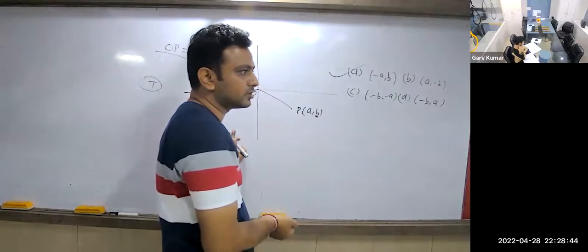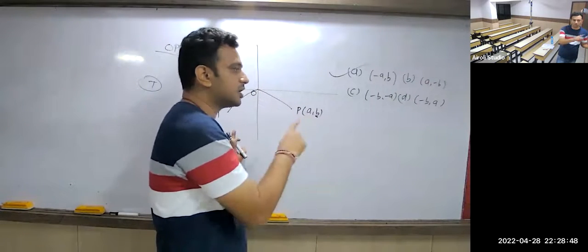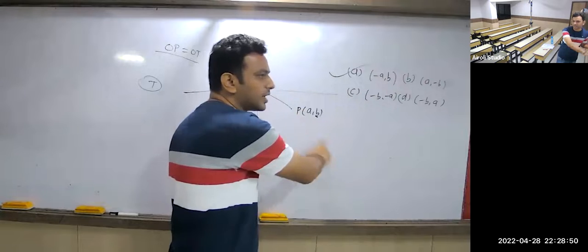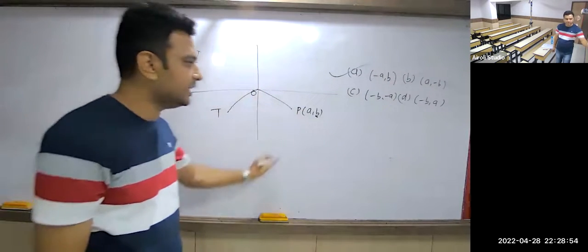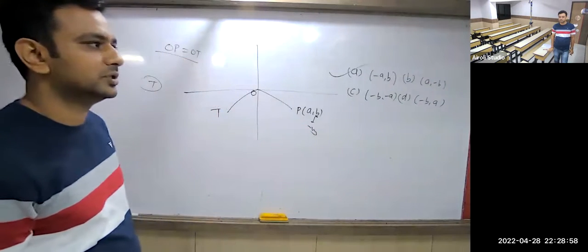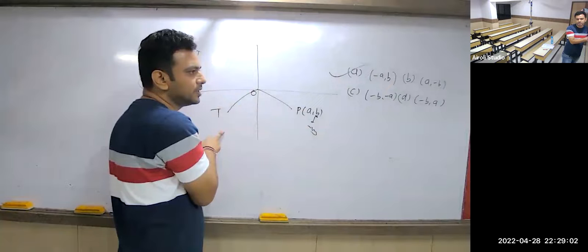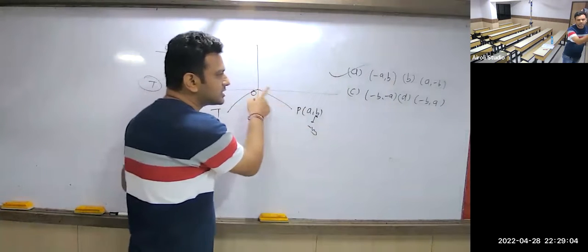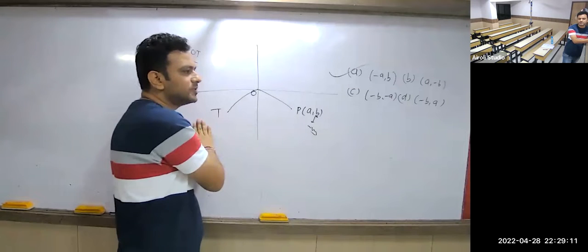Got it? So don't apply that concept. If you are applying it, first check whether it is following that here. Then only you can say. Okay? From here I am getting a hint that B is negative. If I'm saying this distance equals this distance, clear? So if they are at equal distance, can I say this will be the reflection of this?